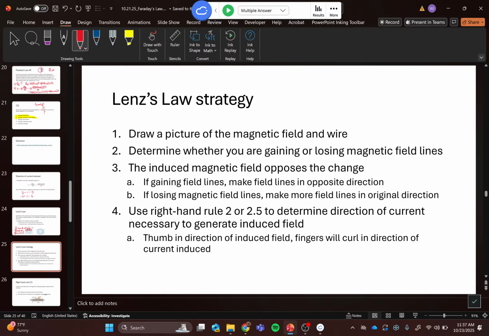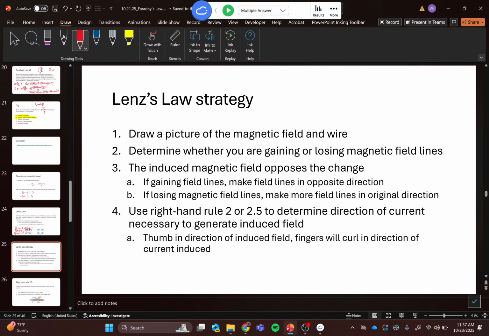That's ultimately how we figure out any of these things. Right-hand rule 2 is how to find the magnetic field due to a straight wire. And then there was a shortcut if you have a loop of wire. You can do that too. It just takes a little bit more effort.